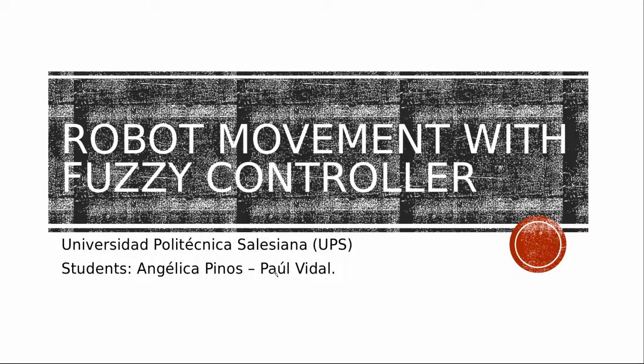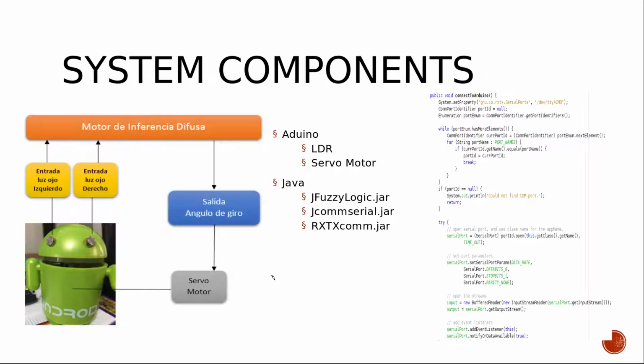Hello everybody. In this presentation we will talk about how to give movement to a simple robot. The main controller is a fuzzy control that will be executed in the programming language Java. First we will talk about the interaction of all of the components of the system.